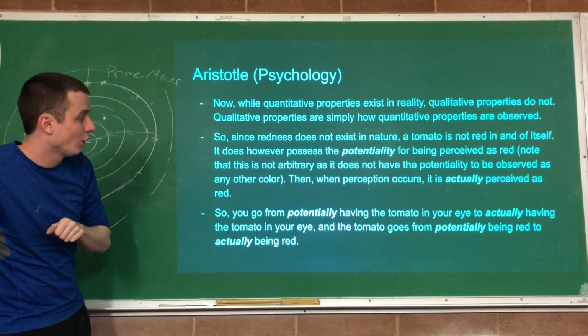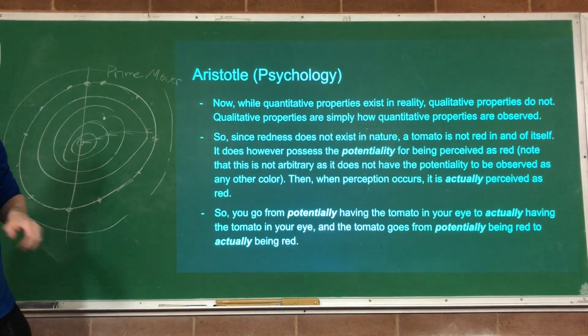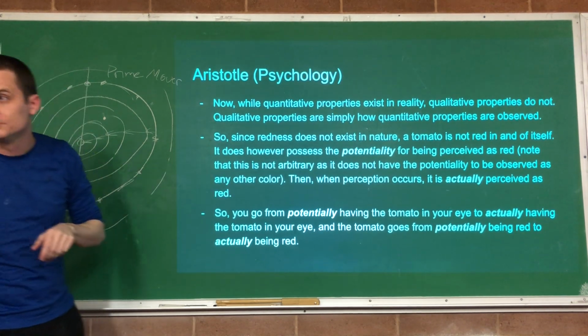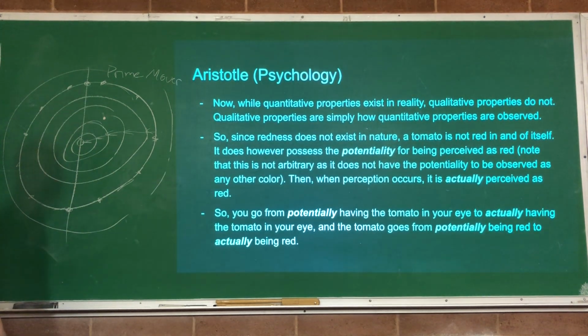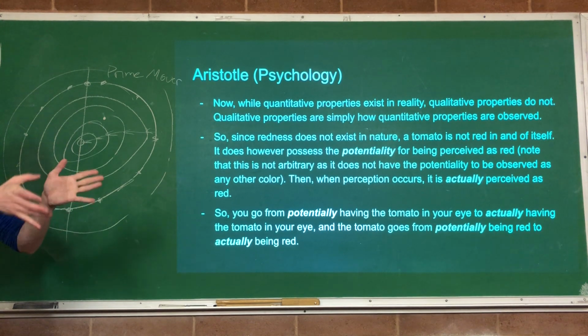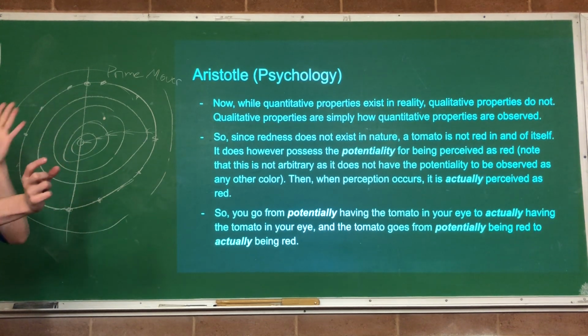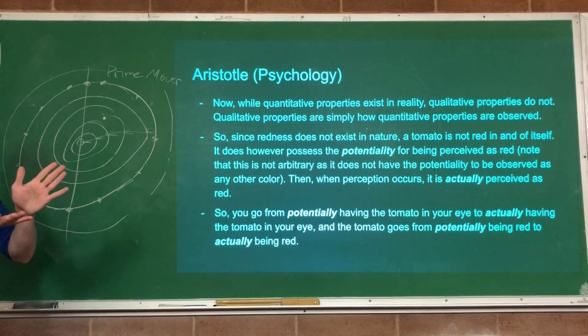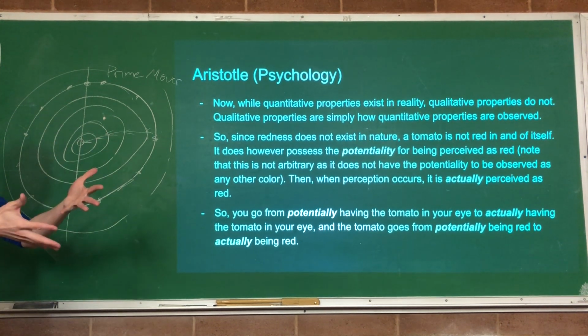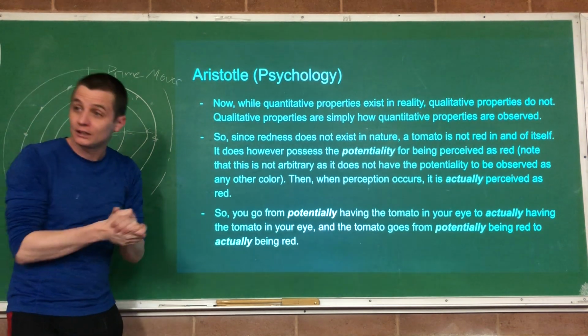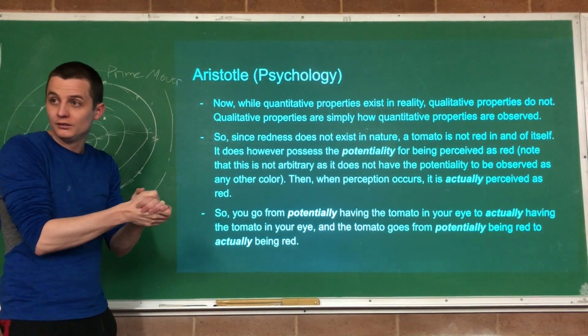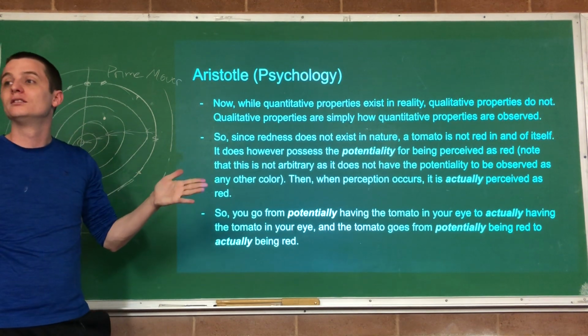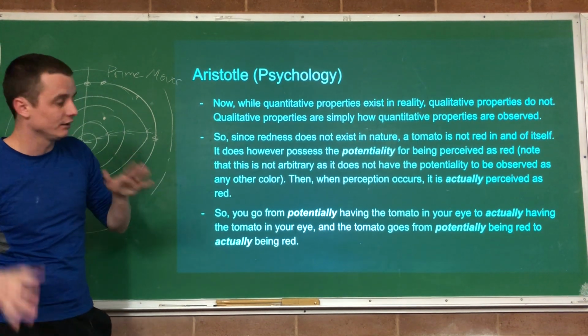Note that this is not arbitrary, as it does not have the potentiality to be observed as any other color. Meaning, it's not red to me, blue to you, and then pink to someone else. Right? You might think, oh, it can be seen as gray by someone who's colorblind, and we understand that. But we'd be very surprised to find out that someone saw it as blue or pink. So there's laws limiting how it can be perceived, but it can still only be perceived specific ways. It can't be perceived any way. You with me so far? That's what I mean by it's not arbitrary.